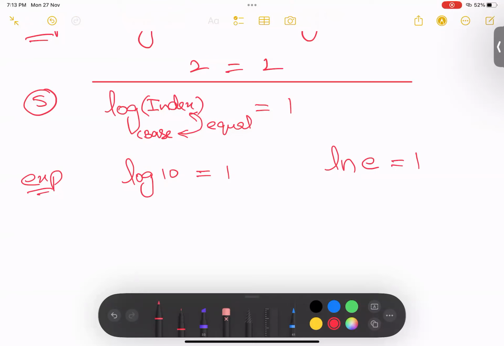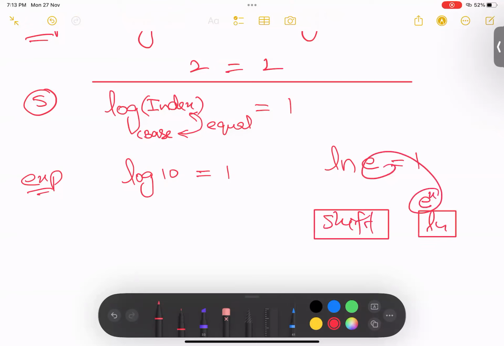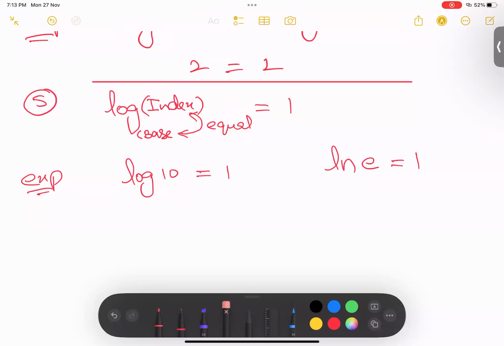If you press the shift button, the green button, and then press the ln button, because above ln we have e to the power x, this e will come out. Then you type power 1. Anyway, we have two techniques, and both options give 1.